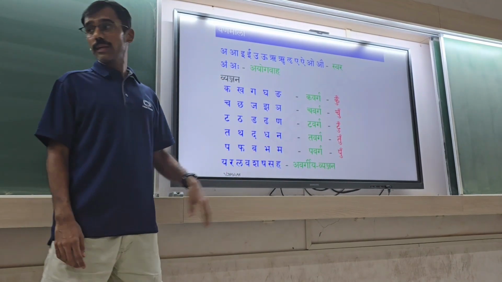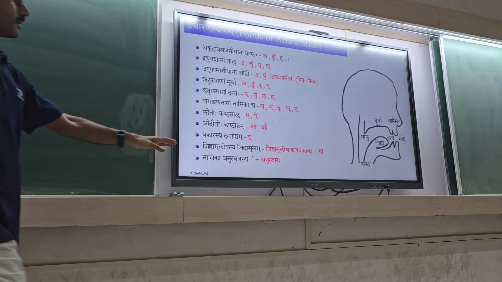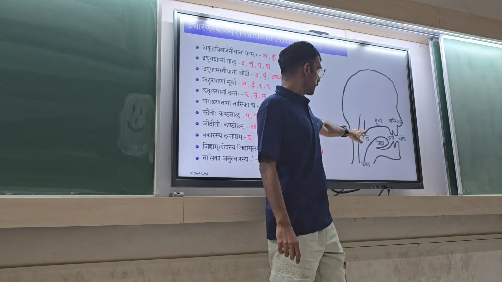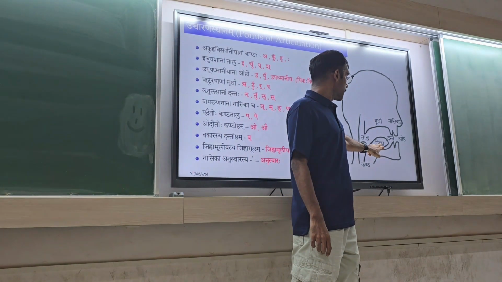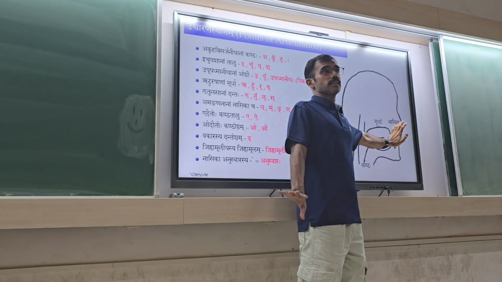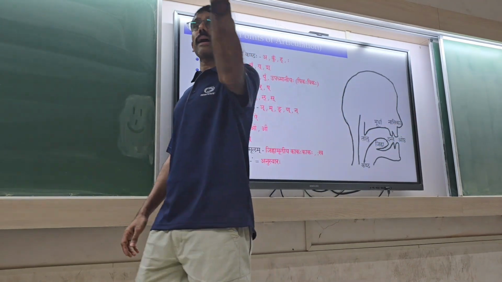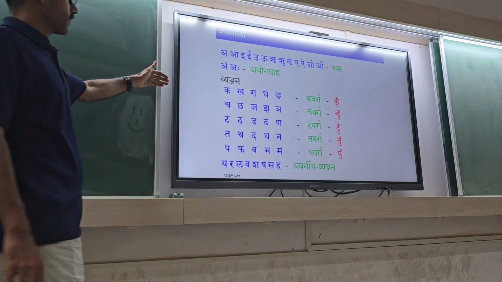So you are coming from the back of the mouth to the front of the mouth. This ka, cha, ta, ta, pa. This is how it has to be done. So you are coming from back to front. This arrangement is not random. It is very well thought out.